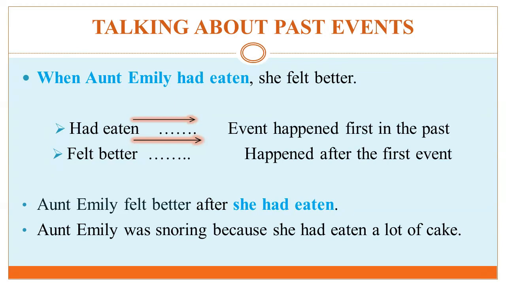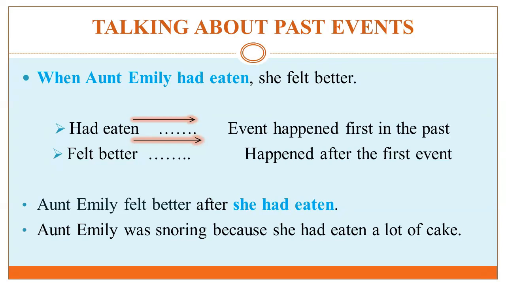Did she eat first or did she feel better first? Yes, she ate first. First she ate, then she felt better. So the sentence, the event that happened first would be had eaten. We will use past perfect for the event that happened first. When Aunt Emily had eaten, this event happened first. She felt better, simple past tense. That happened later or happened after the first event.